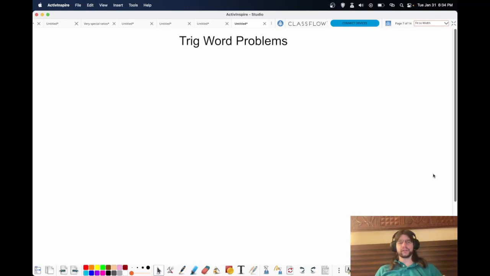Alright guys, here we go. So yesterday we just looked at purely solving triangles. Now, let's look at how we get those triangles from a word problem.